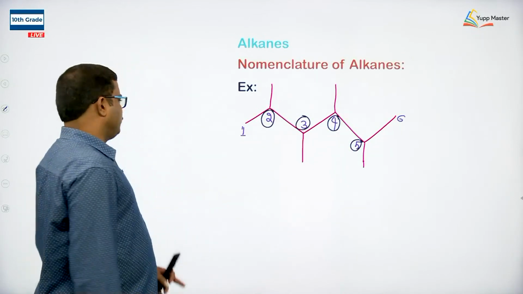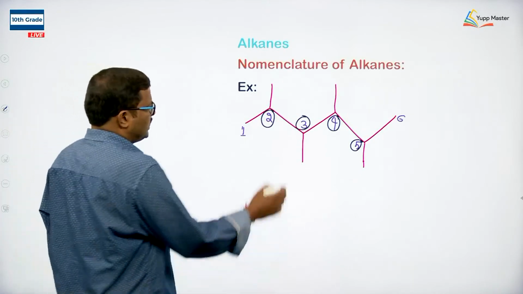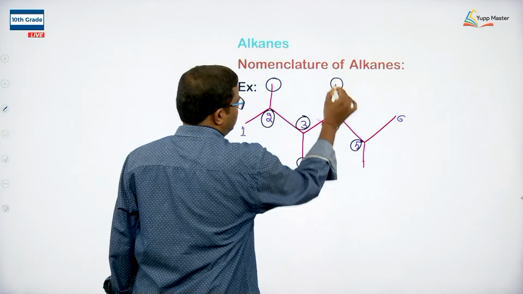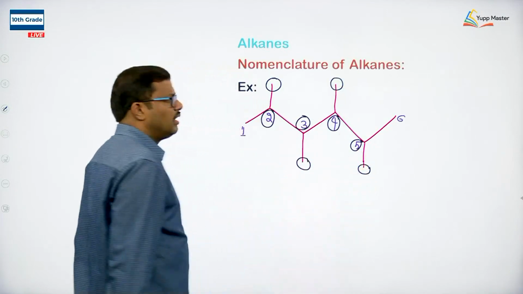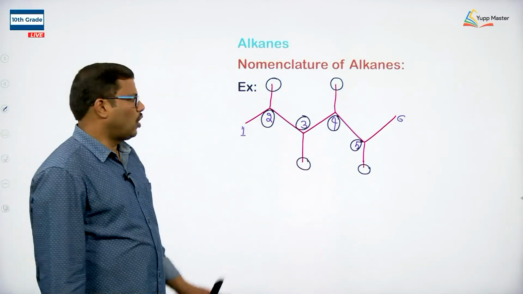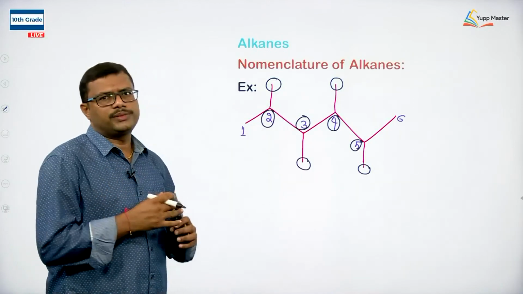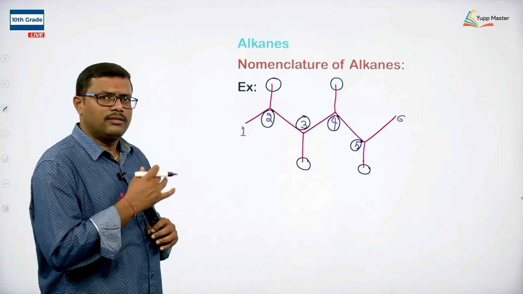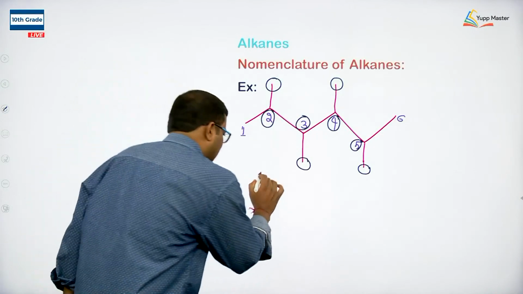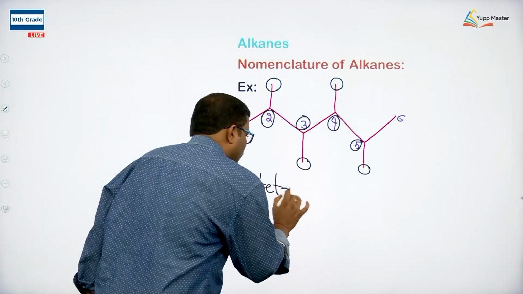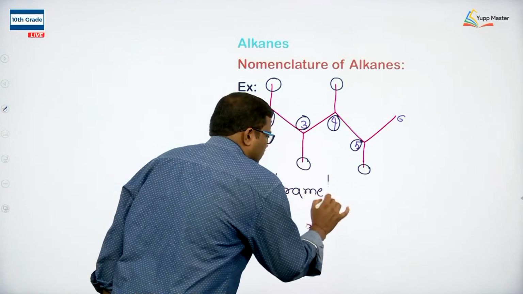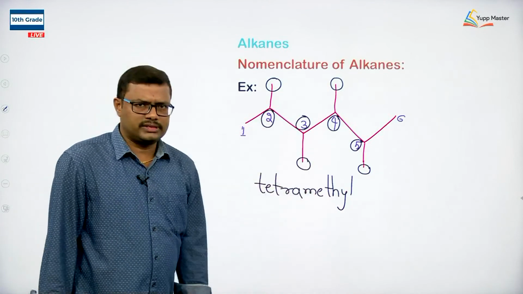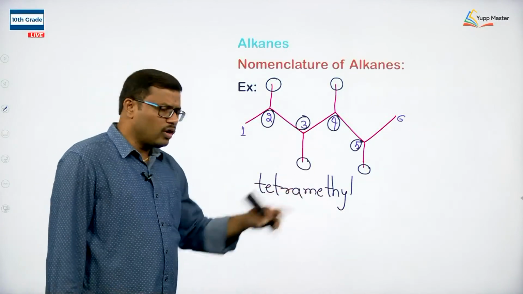Now, if we observe the substituents present in all the positions, second, third, fourth and fifth, all are methyl groups. So, how many methyl groups are present? 4 methyl groups are present. So, we are going to use the term tetramethyl. I am writing the substituent name first, tetramethyl, where tetra means 4 methyls are present.